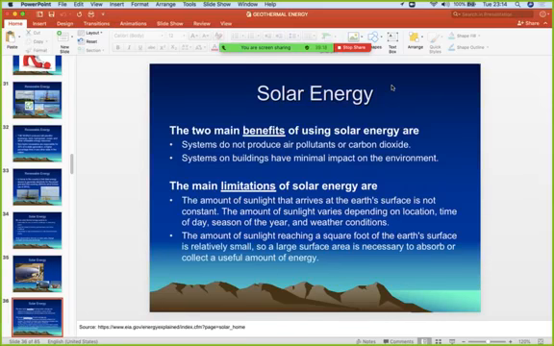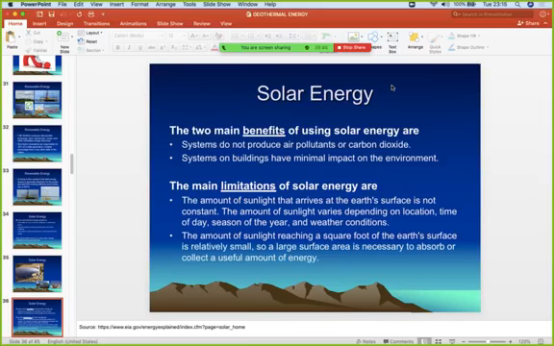So these are the limitations of solar energy. The amount of sunlight that arrives at the Earth's surface is not constant. That's why the efficiency rating is still limited up to 26%. They started with 16%. Now, due to the development of technology, it has been increasing over time.